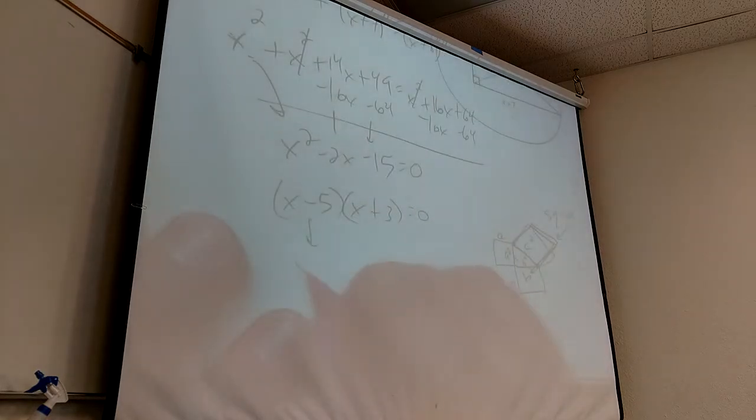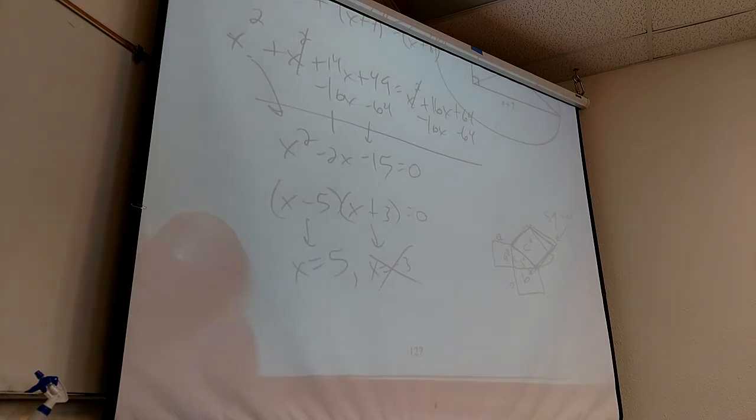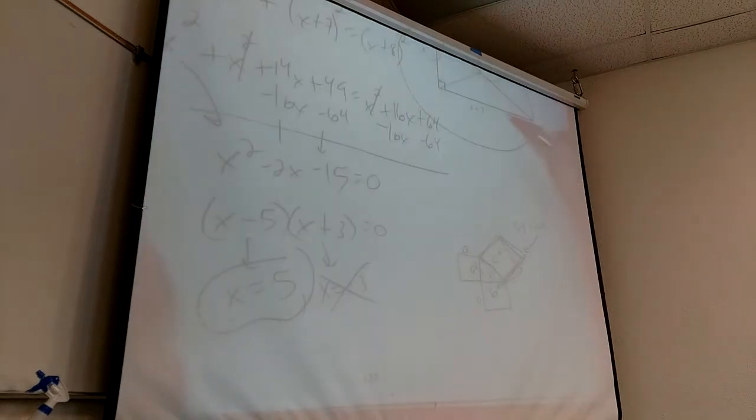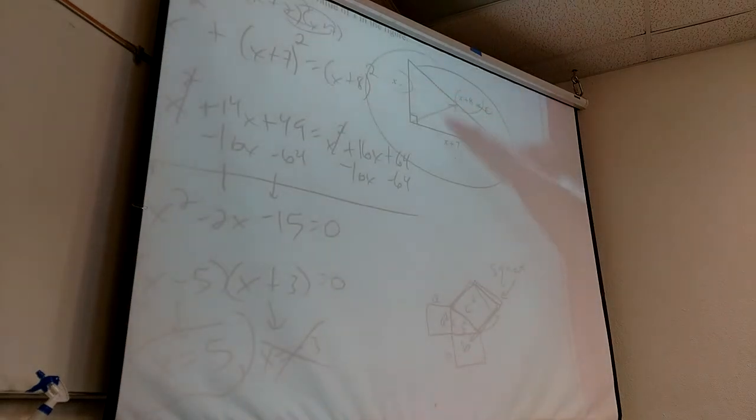So I get x equals 5, which makes physical sense. X equals negative 3 does not make physical sense. So if the question was, what are the side lengths? What would the side lengths be? 5? Yeah. 12? 13. I like it.